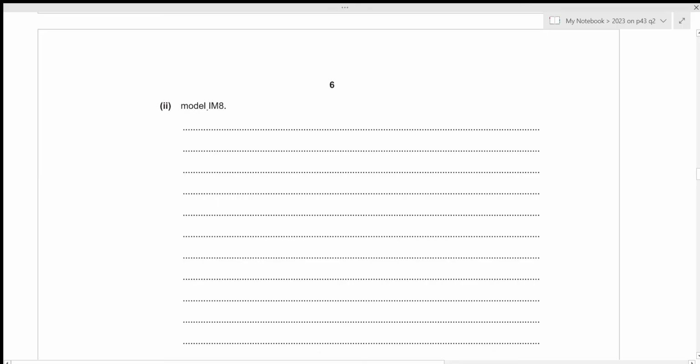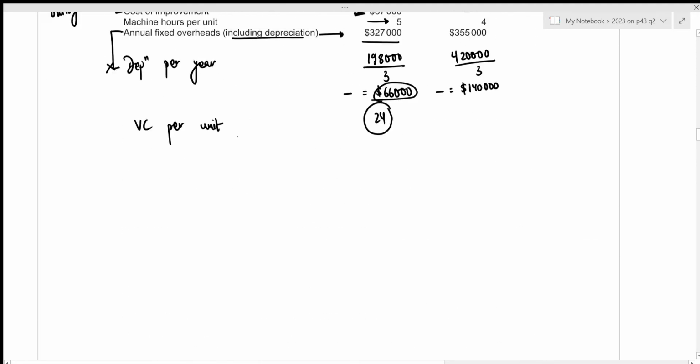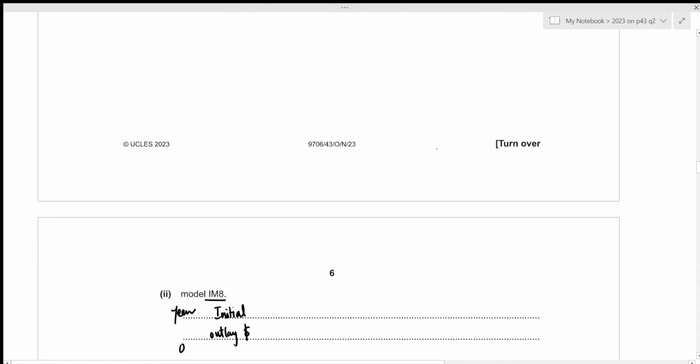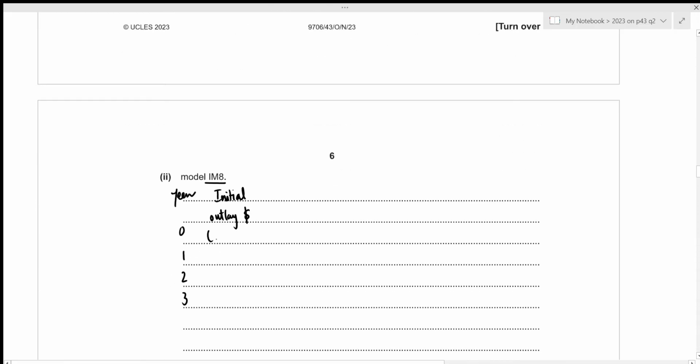We now need to repeat the same process for our second model, which is the option 2 one. Okay. So we have year 0, 1, 2, 3. Again, we can start with the initial outlay. And that's the purchase price of the machinery. For IM8, that is just going to be 420,000. The next thing that we can include is our variable cost.